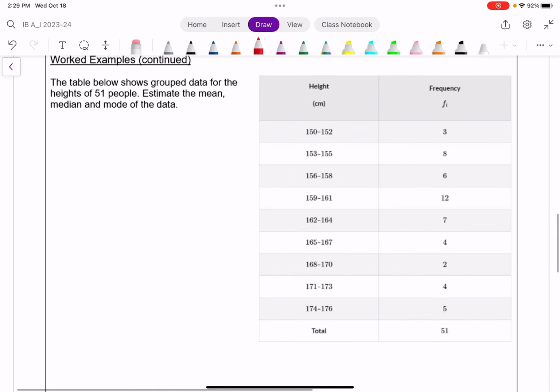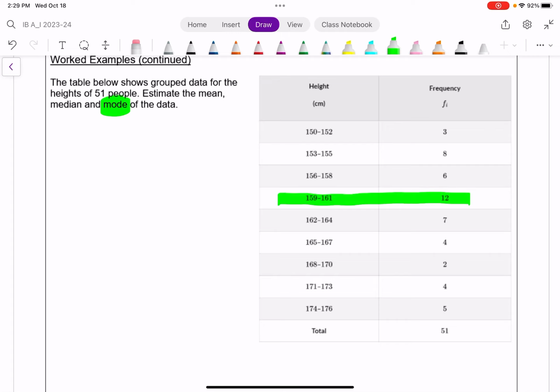First of all, I have a new table here showing us the grouped data for the heights of 51 people. And keep in mind, it's broken up into these regions that span 3 centimeters in total each time. All right, so for example, if I look here, I want the mean, the median, and the mode. Well, of these, the mode is the one I can find right away. The mode is the set that repeats the most often, the most frequent, and I can just see right away that's my mode.